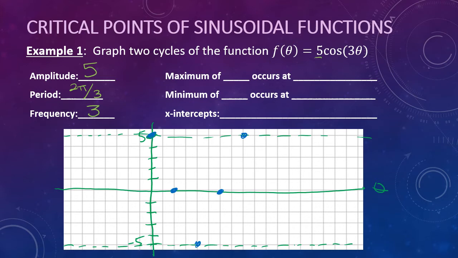I need to label. I also know that when I get back to my maximum, I am going to be at 2 pi over 3. I want 2 full cycles so I can go either direction. I'm going to continue in the positive direction.